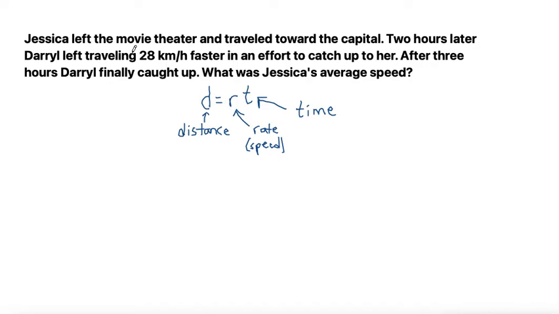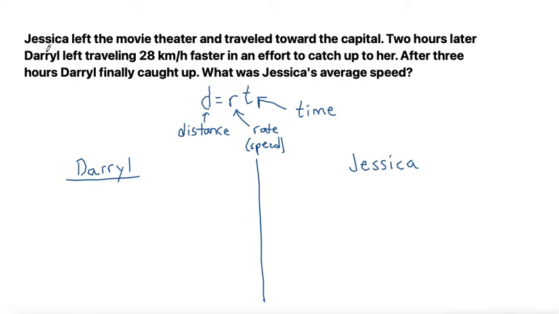So I think it's helpful to set up what happens with Jessica versus what happens with Darryl, in separate regions. So let's do Darryl on this side and information with Jessica on this side. So for Darryl, if we use our equation, distance is equal to rate times time, let's see what we know from the information given in the problem.